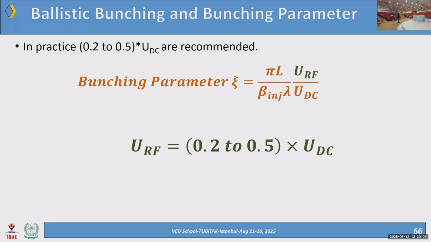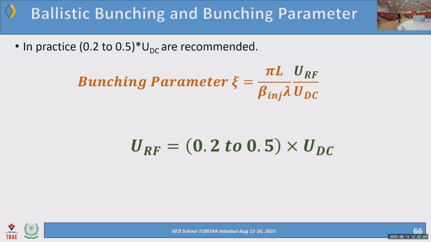Okay, there is a limit of the bunching parameter. Please refer to the earlier equation. I won't go there again. Usually, if the voltage of the gun is, let's say, the DC voltage, then you can apply up to 50% of the gun voltage as RF modulating voltage.